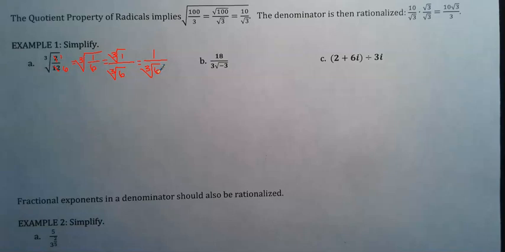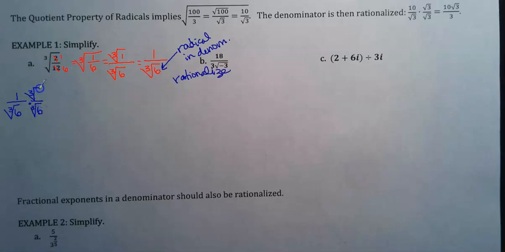Okay, so notice that we have a problem. This is a radical in the denominator. So we have a radical in the denominator. That's a problem. So now we need to rationalize. This is what we need to do. So we're going to rationalize. It's my cursive Z. So we're going to take this 1 over the cube root of 6, and we're going to multiply it by the cube root of 6 in the numerator and the denominator.